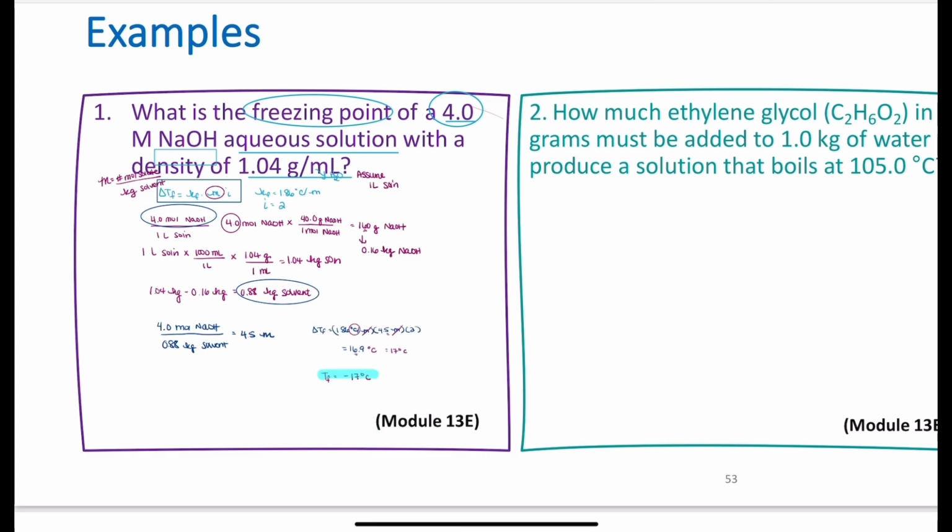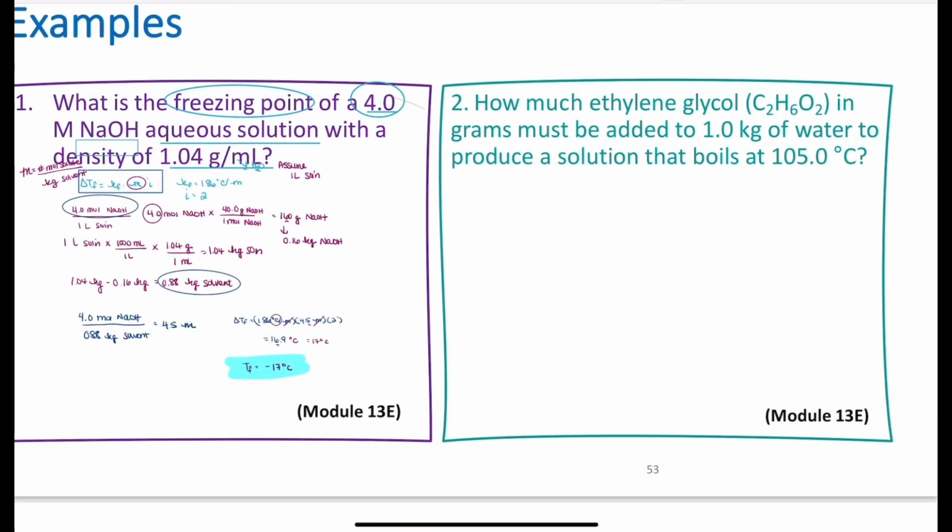But you figured out the first one. Good job. So we've got one down. Are you guys ready for question 2? See what it says. How much ethylene glycol, C2H6O2, in grams must be added to 1 kilogram of water to produce a solution that boils at 105 degrees C?